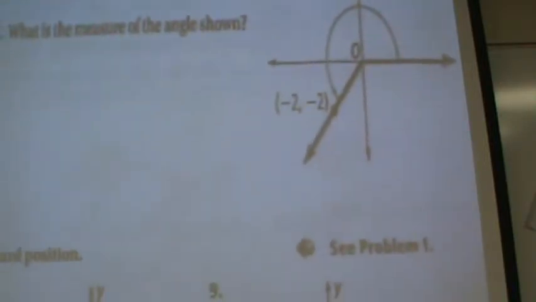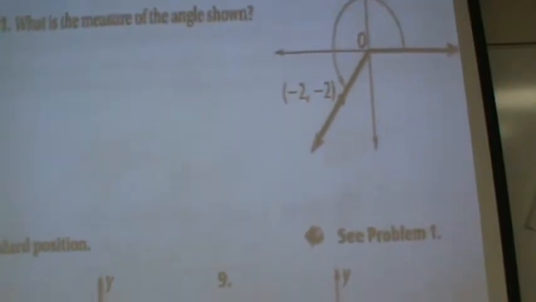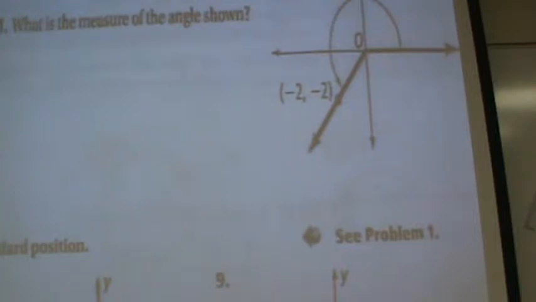What about that answer? Do you know what that answer is? That's 225. How'd you get that? It's 45 plus 180. How did you know it's a 45? Because it's 2, negative 2. I don't know, it just makes sense when you look at it on the graph.